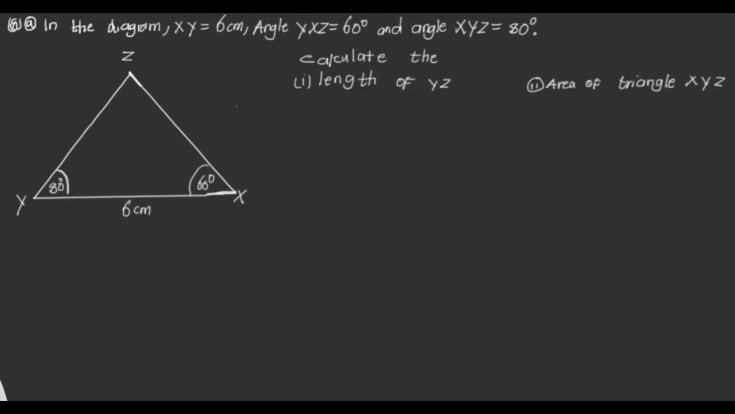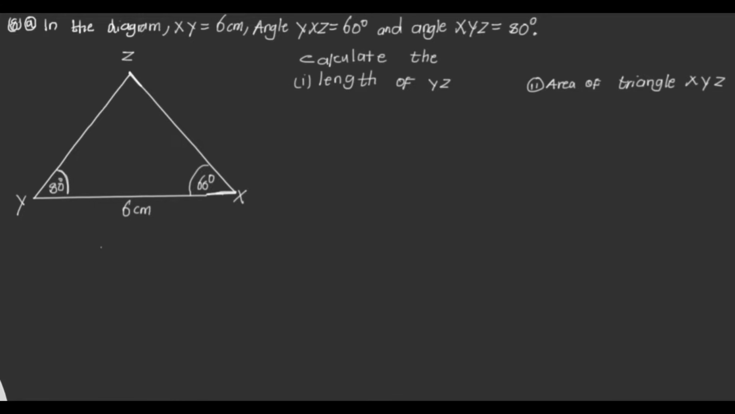YZ. Okay, so now we have been given a triangle here, and this triangle is a non-right angled triangle since it does not contain a 90 degree angle. And whenever you have a question where you are given a non-right angled triangle, the sine rule and cosine rule must be used in order to find the missing distance, or the missing angle, depending on the need of the question.